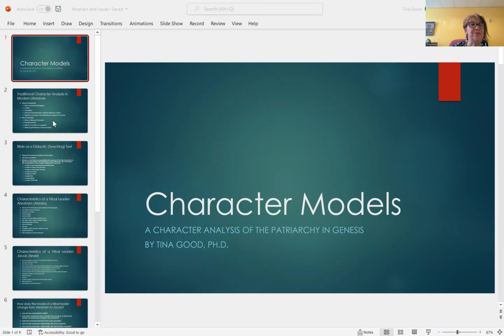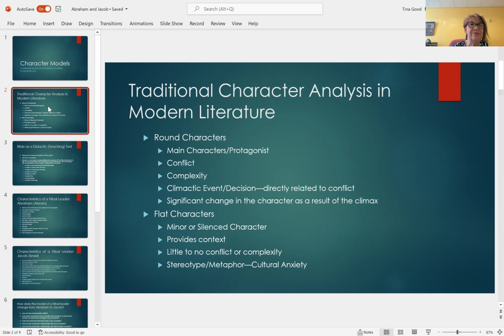Okay, so we have already talked in this class about looking at characters as either round or flat characters. In a previous video, I talked to you about round characters in traditional literature, often being the main characters, often being our protagonists or our main character, our lead character, if you will. And that character generally has a conflict that is vexing that character throughout the story. That character is normally complex.